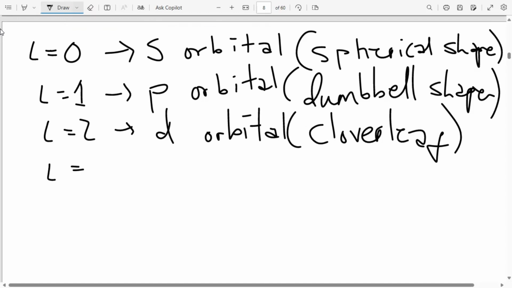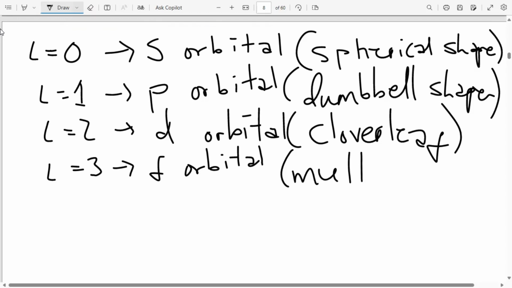The fourth one, L is equal to 3, corresponds to an f orbital. This one is also very complex, but you can just say it's multi-lobed in terms of shape, and that caters for all the angular momentum or azimuthal quantum numbers you can talk about. The third quantum number is the magnetic quantum number, ML.